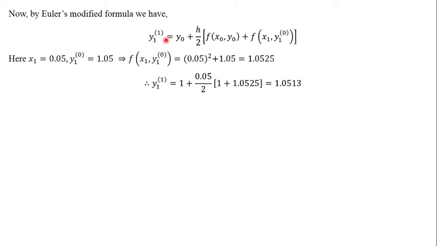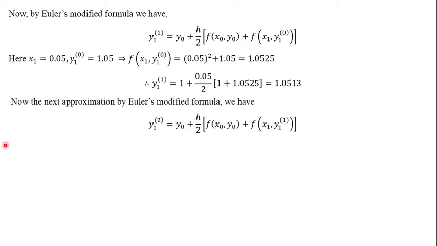So the first approximation of y1 is y naught, which is 1, plus h, which is 0.05, divided by 2 in bracket. We have already computed f at x naught y naught is 1 and this term is 1.0525. So simplify this, you will get 1.0513.